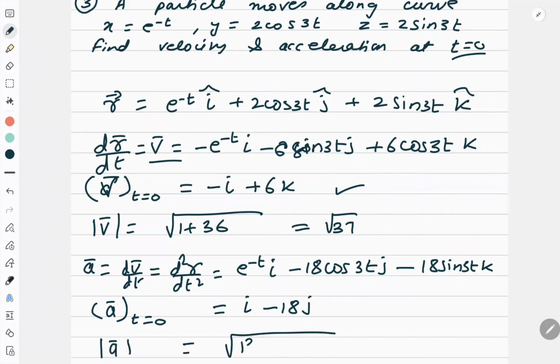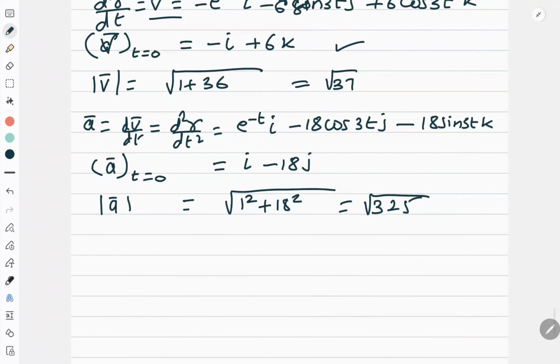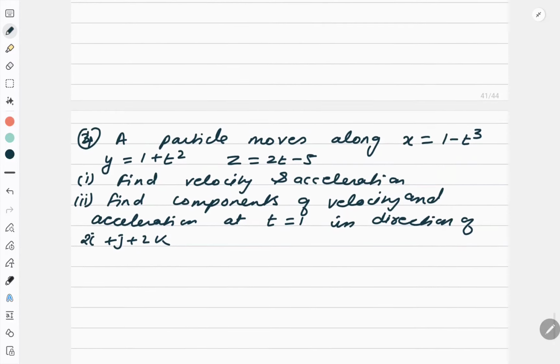Under root of 1 square plus 18 square, which is equal to under root 325. So this is how you should do the question. This is a very direct question and a very important question. Okay, now look at this one.